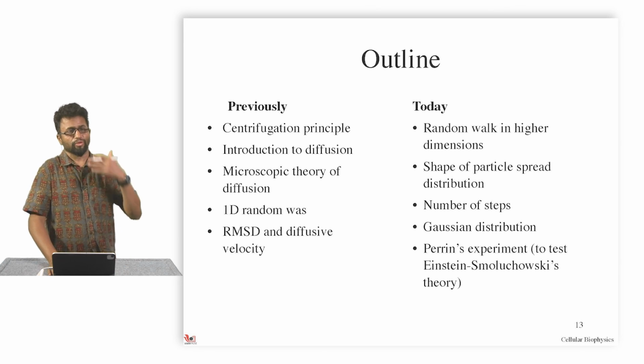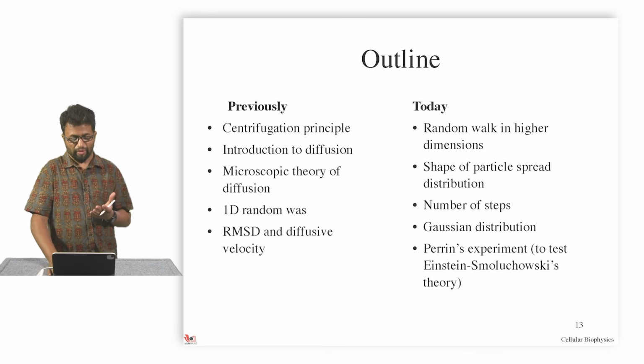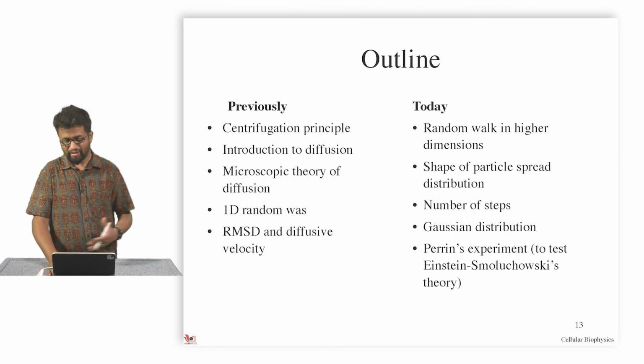So for the next steps, we are going to talk about random walks in higher dimensions, shape of particle spread, distribution, number of steps, Gaussian distribution, Perrin's experiment.